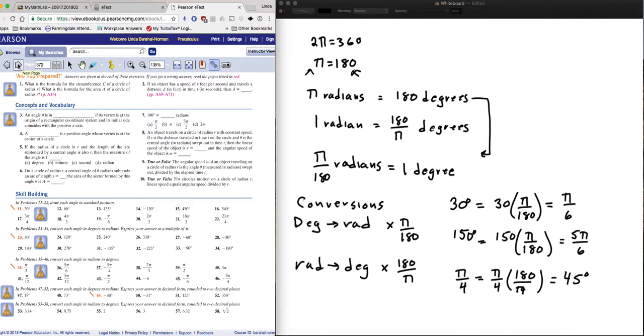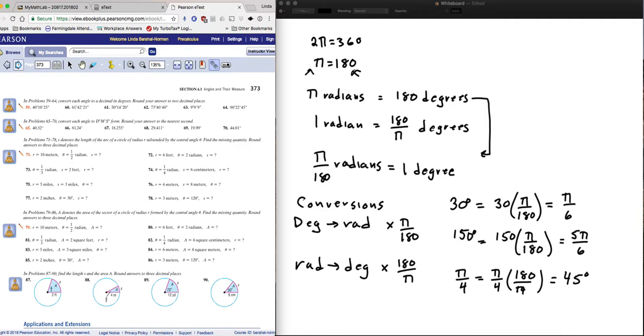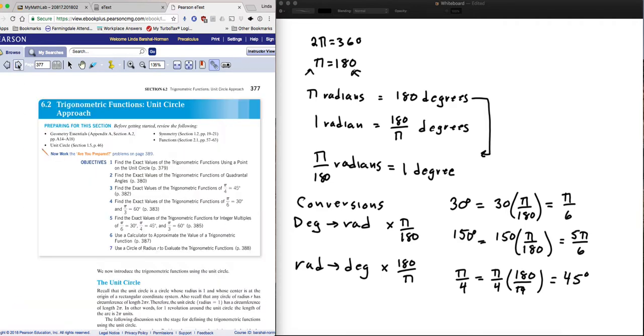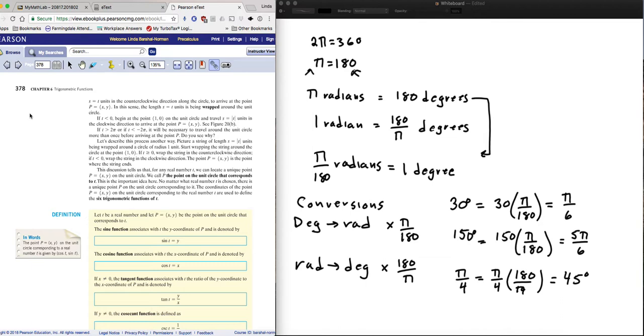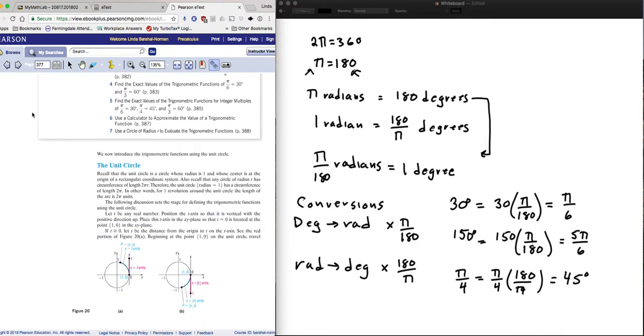Okay, assuming you're back after pausing and trying some of those problems, I'm going to move into the next section, which are the trig functions. Now here's where this is going to get a little tricky for me because I have to draw this all. Again, I'm going to start with a diagram from the book, which is down at the bottom of page 377 here.